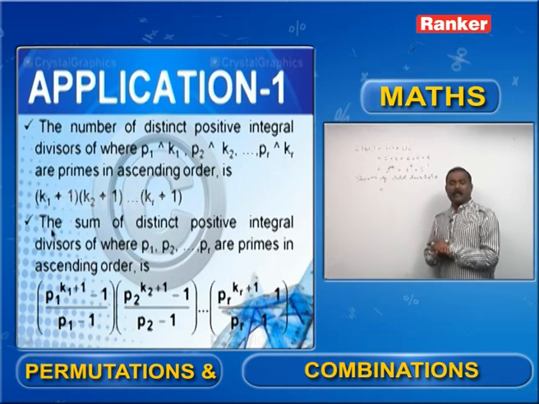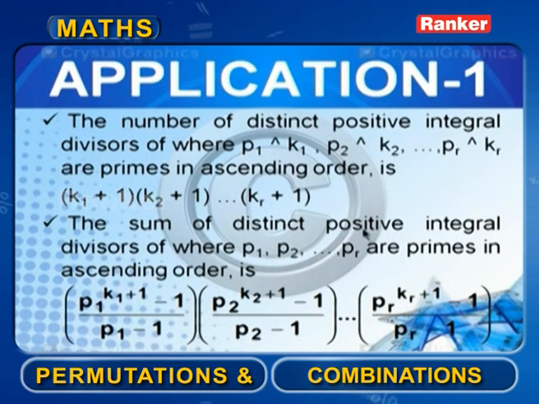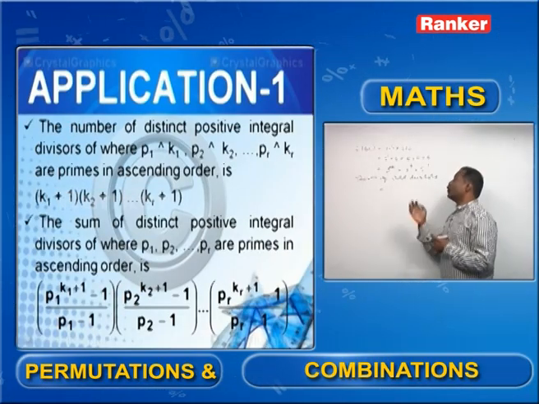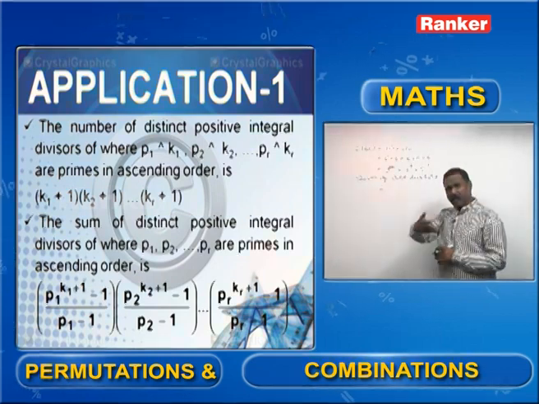Both are same. Next, coming to the second one, the sum of distinct positive integral divisors, where p1, p2, p3 are primes in ascending order, is p1 power k1 plus 1 minus 1 upon p1 minus 1 into p2 power k2 plus 1 minus 1 upon p2 minus 1 and so on. So that will give you the total sum of all the divisors. But in this case now we need odd divisors. Avoid this and apply the same formula.